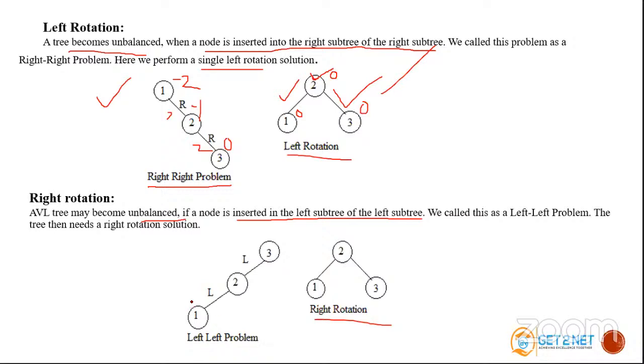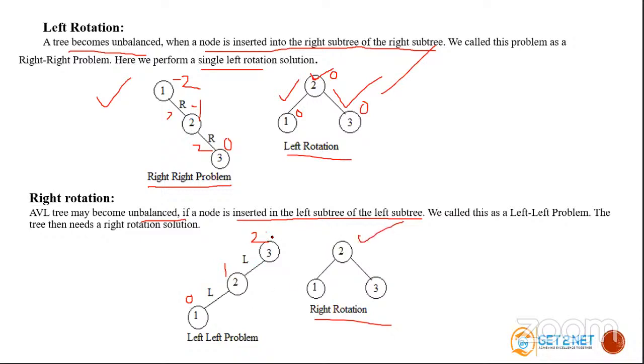So here my tree is not balanced. See, 1 is 0, 2 is our 1, and 3 is our 2. So it is not a balanced factor. 2 is not a balanced factor. So what we did, we just put the 3 to the right part. We just made a right rotation. Means the 3 node came to the right side, and 1 is on the left side, 2 becomes our root node.